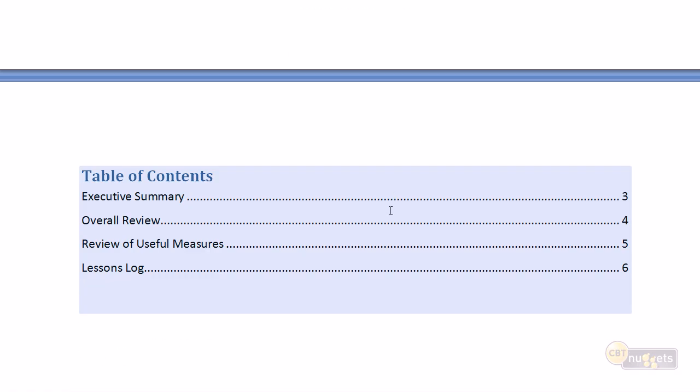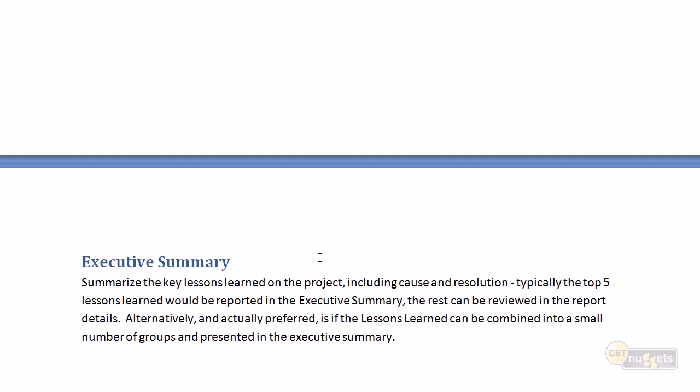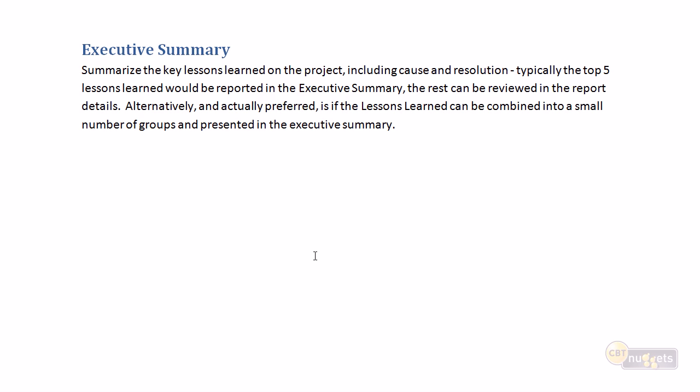So let's have a look at what's in our lessons learned report. Again, having a look at a table of contents, we have the executive summary, the overall review, the review of the useful measures, and the lessons learned log. And if we look at these in a little more detail, the executive summary is pretty standard.